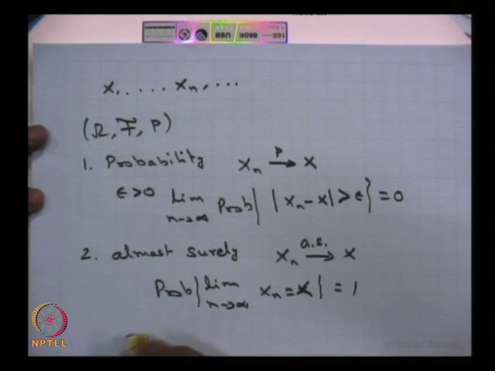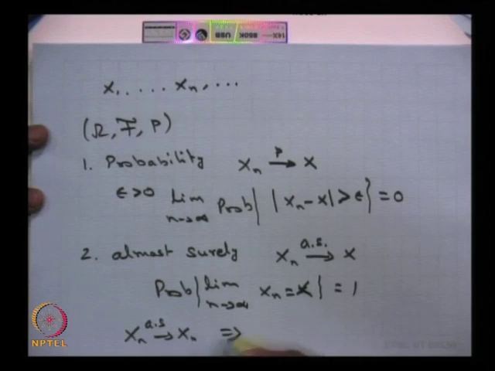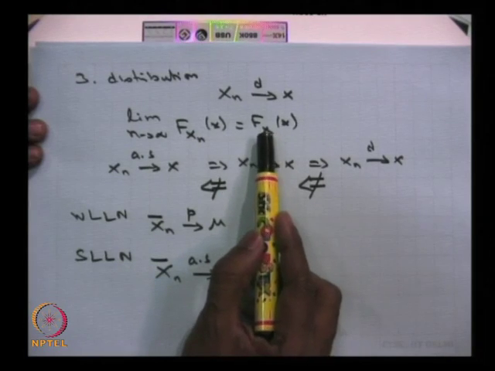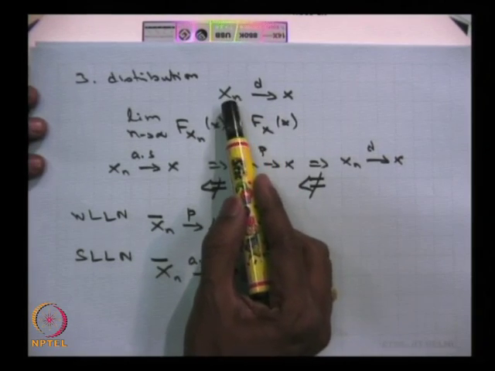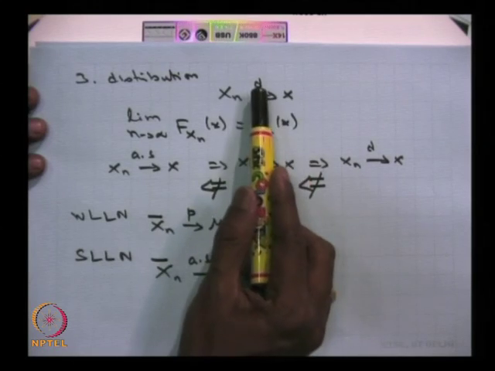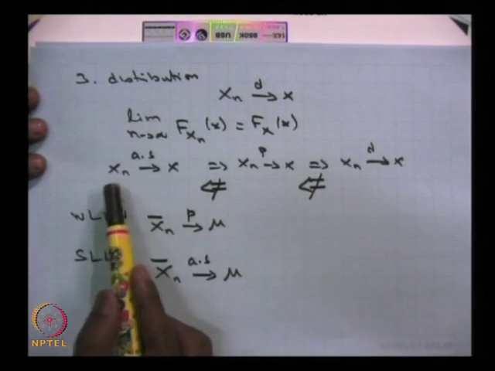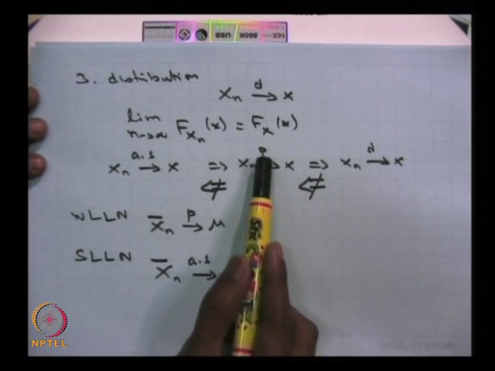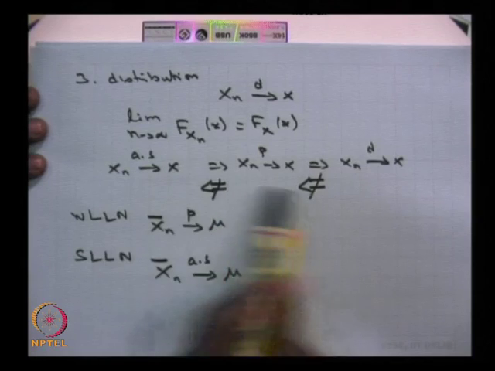If any sequence of random variables converges almost surely, that implies X n converges to X in probability also. The third mode of convergence: if the CDF of the sequence of random variables converges to the CDF of the random variable X, then we say the sequence converges to the random variable in distribution. I can conclude that almost sure convergence implies convergence in probability, which implies convergence in distribution, whereas the converse is not true.